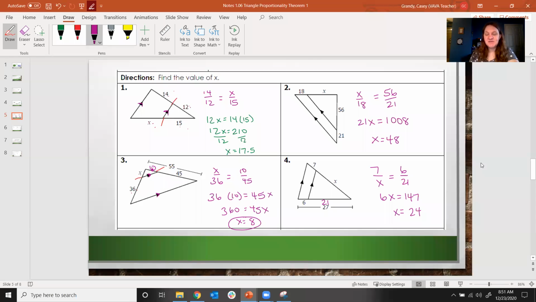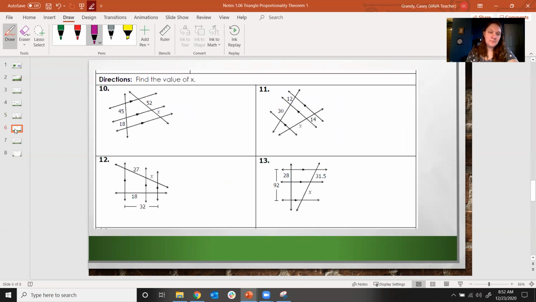Okay, so for the second example, you should have x equals 48. It's possible that you set up your proportions slightly different than mine. Maybe you put 18 over x equals 21 over 56. That's fine. It's okay if we set it up differently, but when we cross multiply, we will have the same step. And then for number 4, you should have gotten x equals 24. Again, if you set this up slightly differently than mine, but when you cross multiplied, you still got 6x equals 147, then you still set it up correctly.